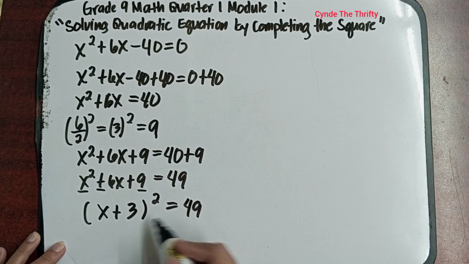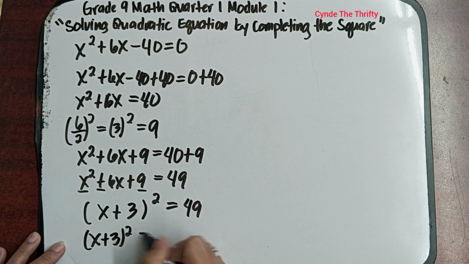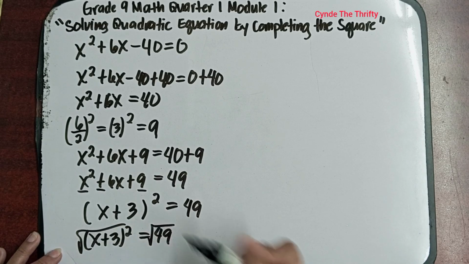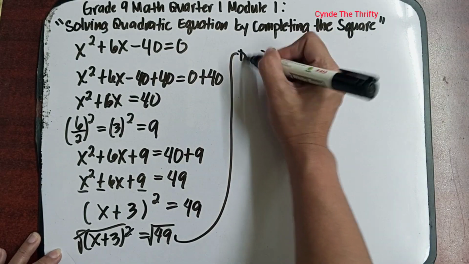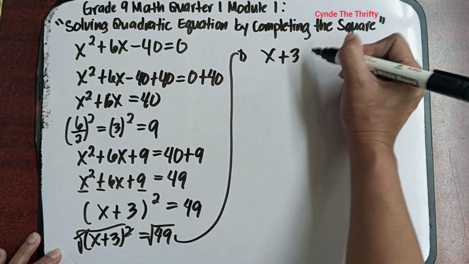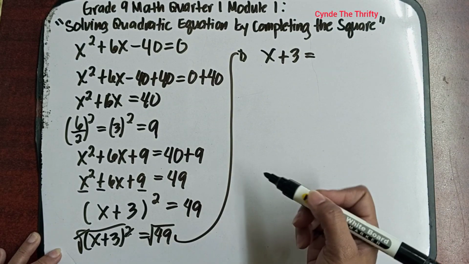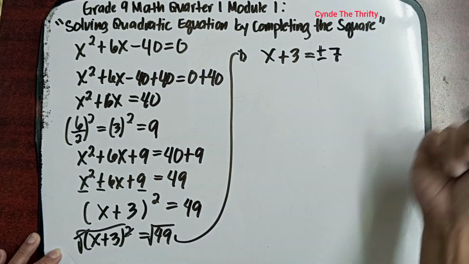So, ngayon, isolve na natin siya by extracting square root. So, x plus 3 squared is equal to 49. Okay? Maglagay tayo ng radical sign both sides. So, cancel. So, si x plus 3 na lang yung naiwan, is equal to, ano yung square root ni 49? 7. Kasi 7 times 7 is 49. So, that is positive and negative 7.